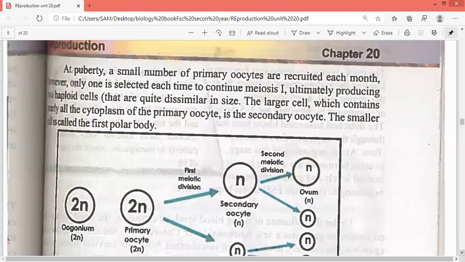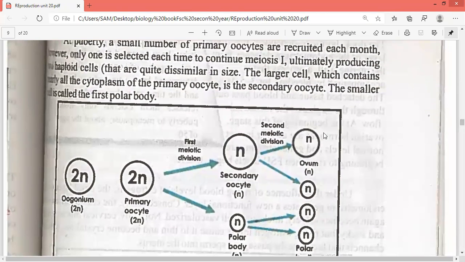At puberty, a small number of primary oocytes are recruited, मतलब selected, each month. However, only one is selected each time to continue meiosis one, ultimately producing two haploid cells. Haploid cells, half number of chromosomes, that are quite dissimilar in size. The larger, which contains the cytoplasm of the primary oocyte, is the secondary oocyte.